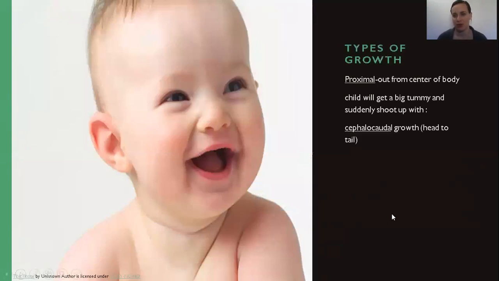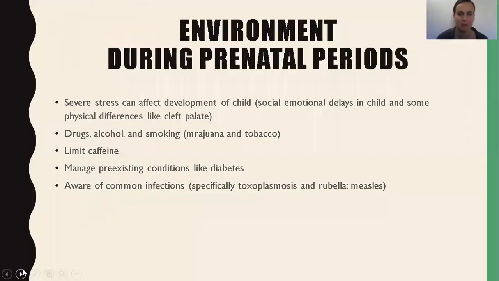Then there's types of growth. So there's proximodistal, and we'll talk about this throughout child development. But proximodistal is out from center, and then the cephalocaudal is head to toe. So what we see in infancy is that they get this huge beer gut, big tummy, and then all of a sudden they don't fit into their clothes anymore because they've just shot up and done this head to tail growth. You definitely see it in infants and toddlers because they get rolls everywhere. They get the big old tummy, and then suddenly they shoot up and you've got to go buy them some new clothes.